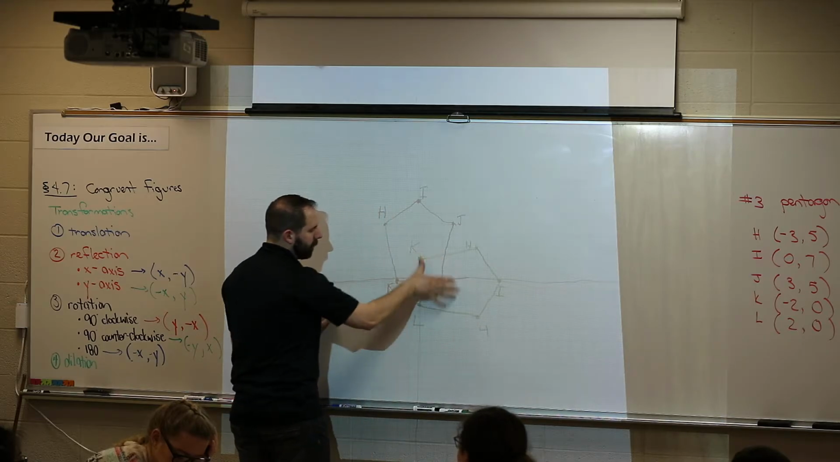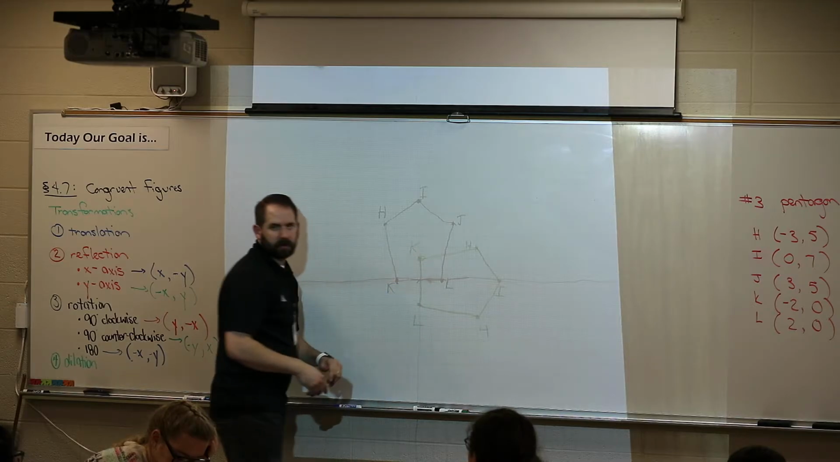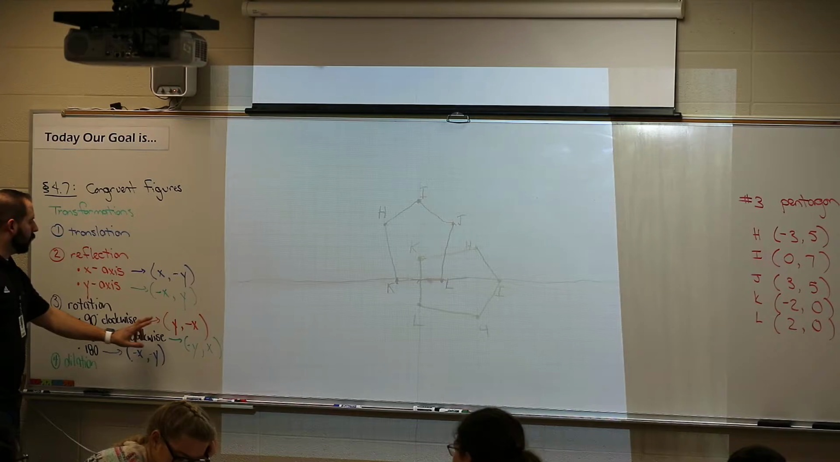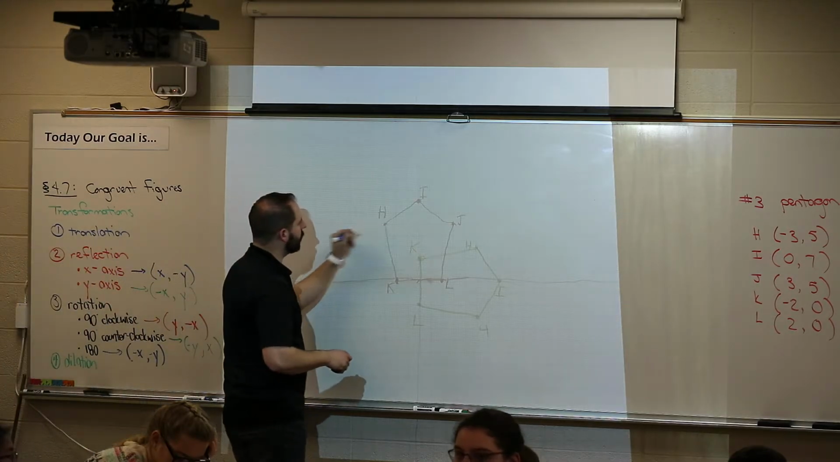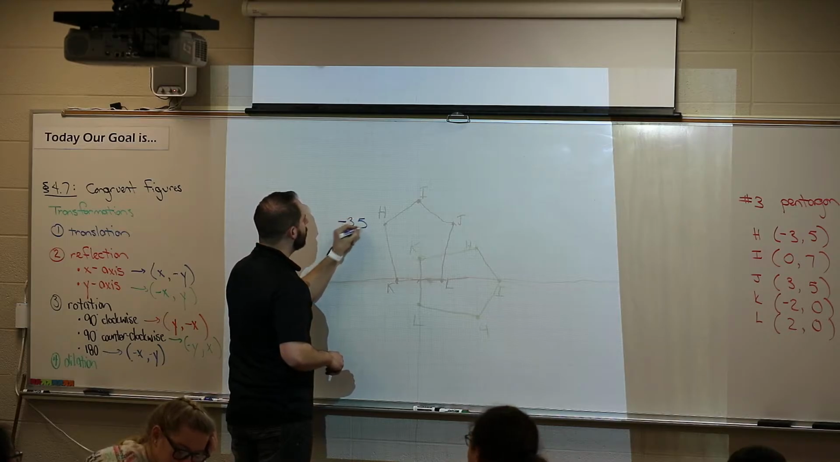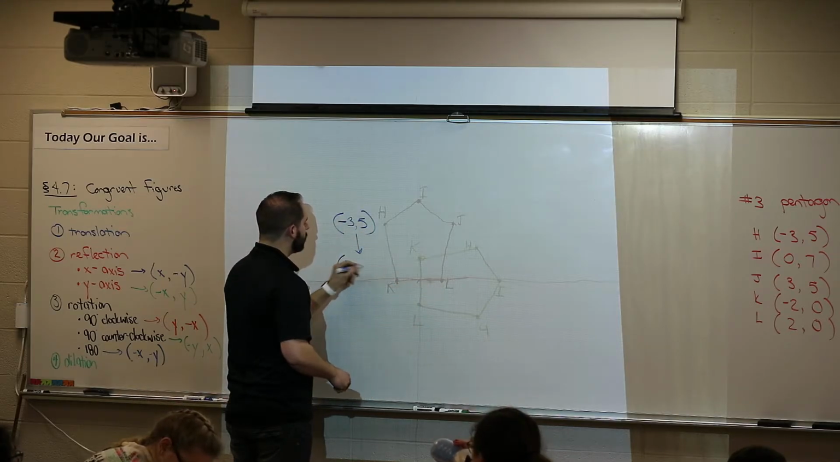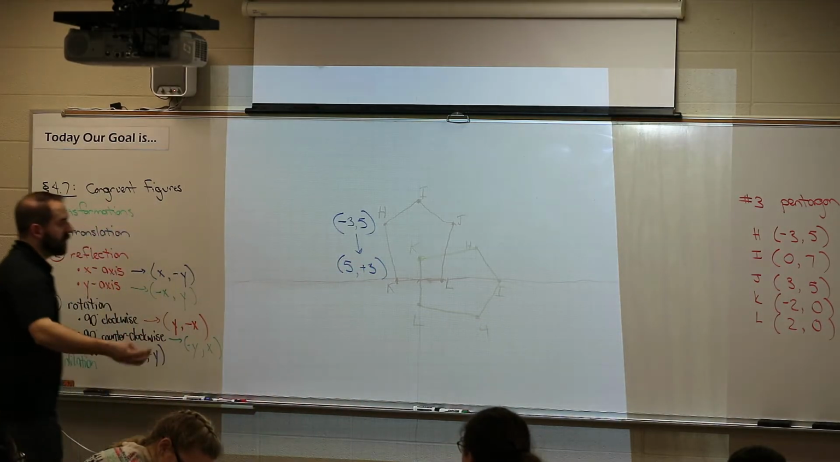Now that you did that, what was the only thing that did change in your picture, though? The letters. H went to the other side, J went to the other side, I stayed, K and L moved. Just the labels did. Even though the picture doesn't look like it, these points over here went across, these went over this way. So it flipped over. Okay, make sense?